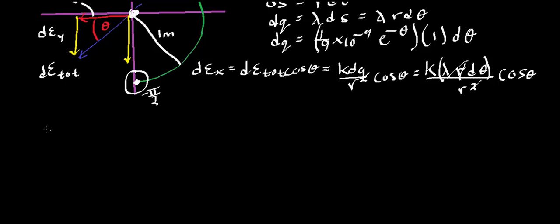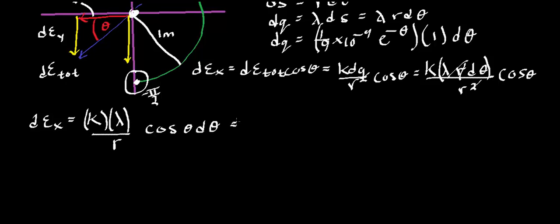If we write this out, the differential electric field element in the x direction is equal to k times lambda over r, multiplied times cosine of theta d theta. Let's just leave it as lambda for now; we'll expand that in a minute. If we expand out lambda, k is 9 times 10 to the 9th newton meter squared per coulomb squared.